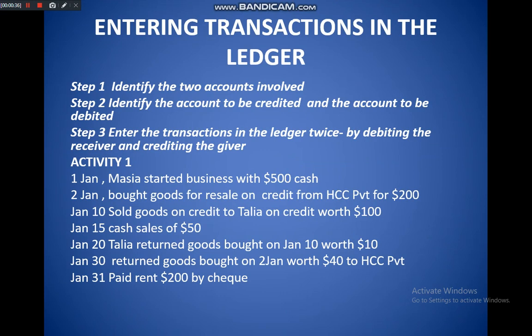Let me just, as a recap for those who missed, go over our 3 steps to record a transaction in the books of accounts. We are supposed to identify the 2 accounts involved, then we credit the giver, and then we debit the receiver. Then we need also to enter the transaction in the ledger by debiting the receiver. You debit who? The receiver, then you credit the giver. These are the transactions that we are supposed to use today to do all the business.